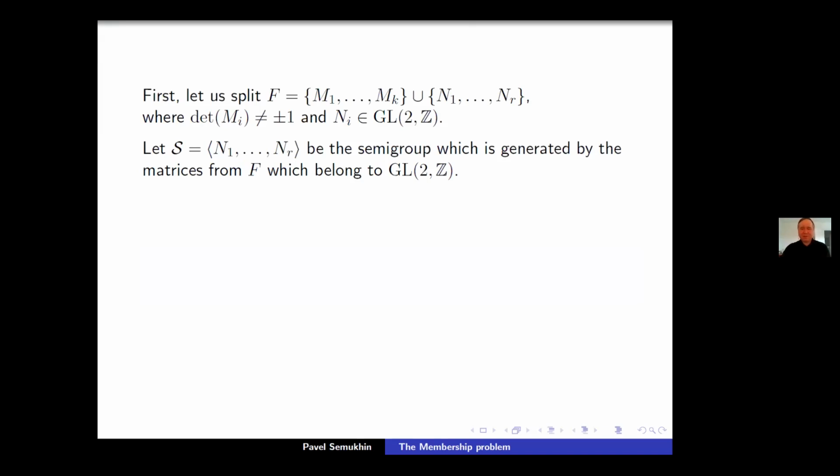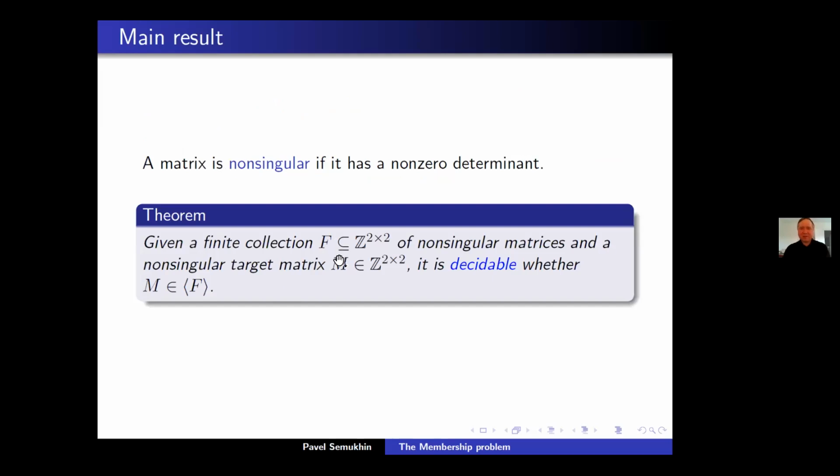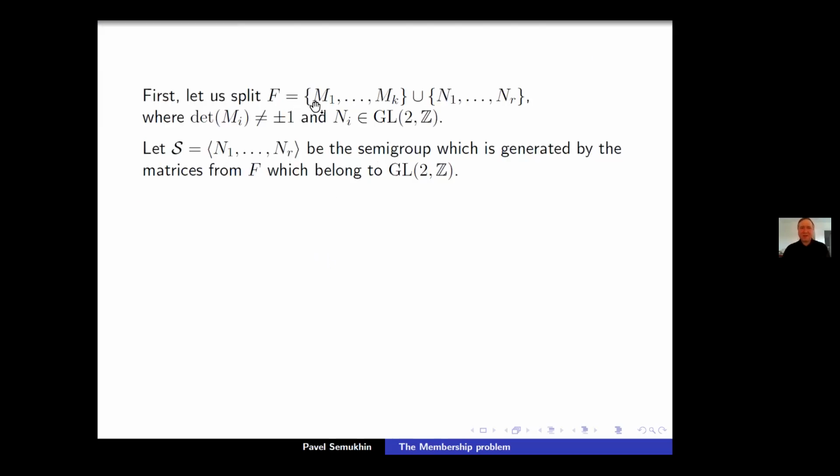Now, the first step to prove this result is to split this set of generators F into two subsets. The first consists of matrices, let's call them M1 to Mk, whose determinant is not equal to plus or minus 1. And the second set consists of the matrices, let's call them N1 to Nr, such that their determinant is equal to plus or minus 1.